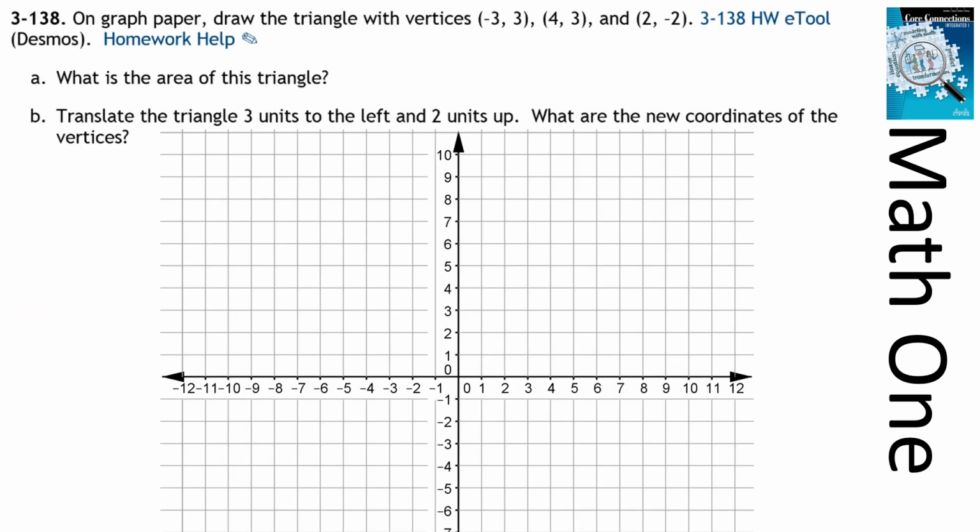On graph paper, draw a triangle with vertices at (-3, 3), (4, 3), and (2, -2). Do it. Go ahead.